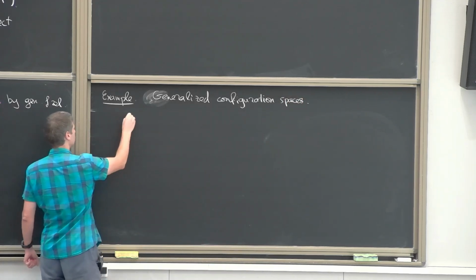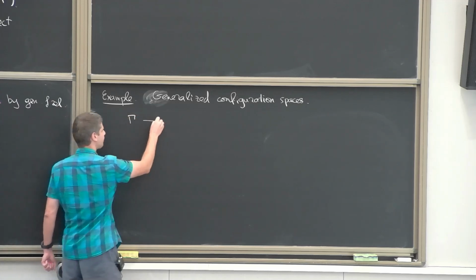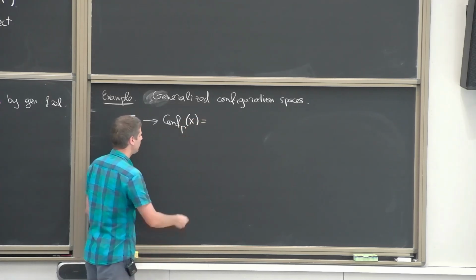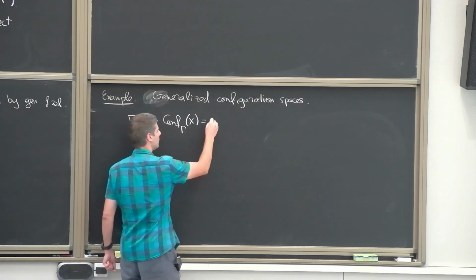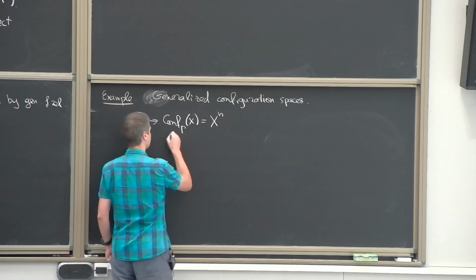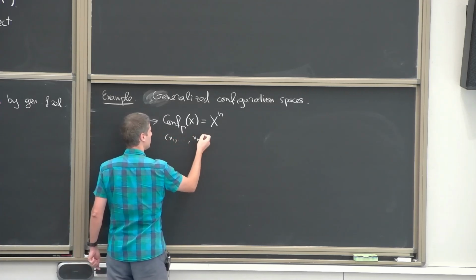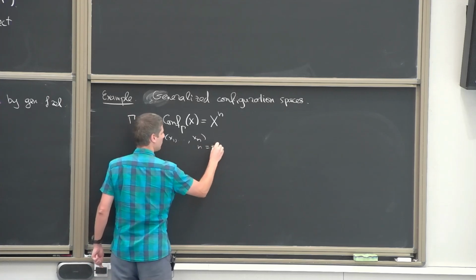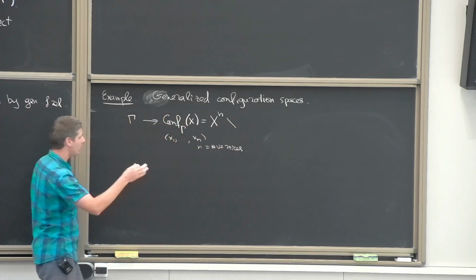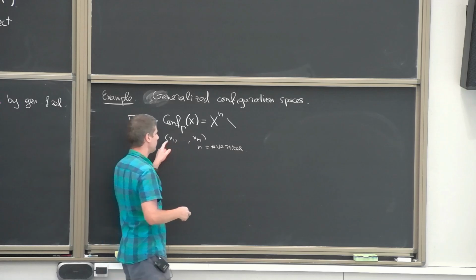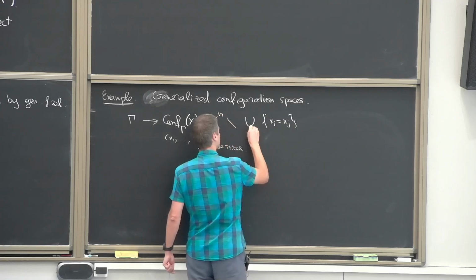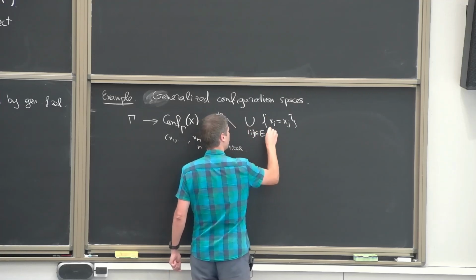What do I mean? I want to assign to a graph gamma a configuration space Conf_gamma of X, which is given by the collection of elements x1, ..., xn in X, where n is the number of vertices, such that I take off those diagonals for which I have an edge in the graph, minus the unions of xi equal xj if ij is inside E of gamma.